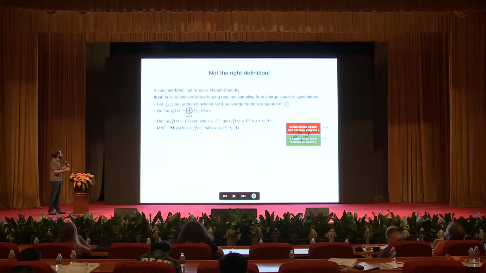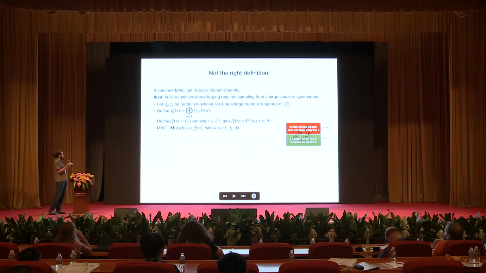So now, after some thinking, one can come up with a counterexample that is obviously broken, but secure according to this BZ definition of unforgeability. And it works like this. We take two random functions, f0 and f1, and a random large subgroup of Z_2^n. And now, first of all, we randomize.